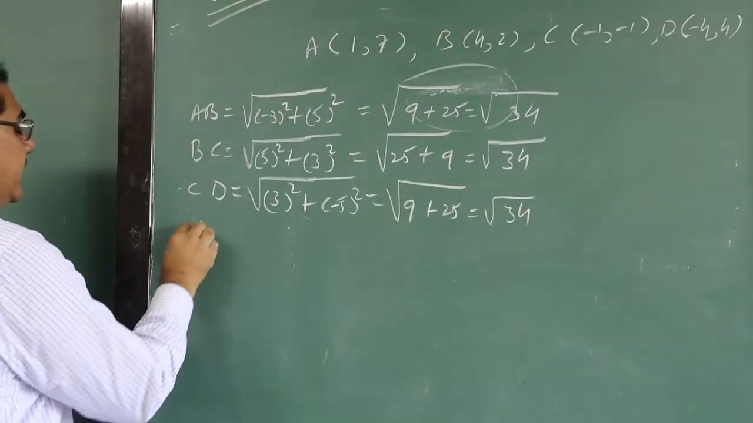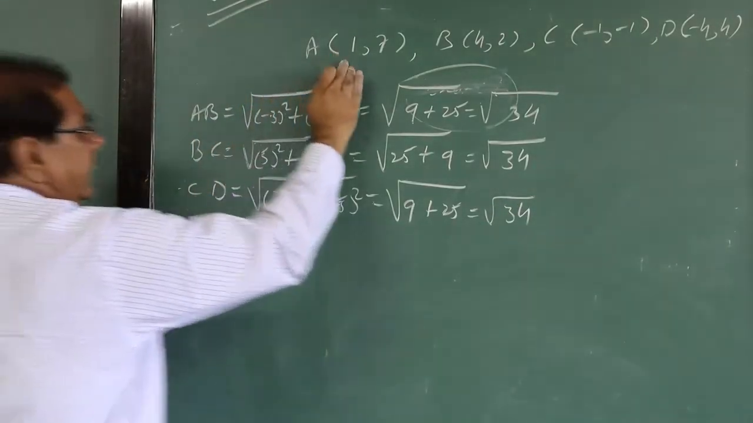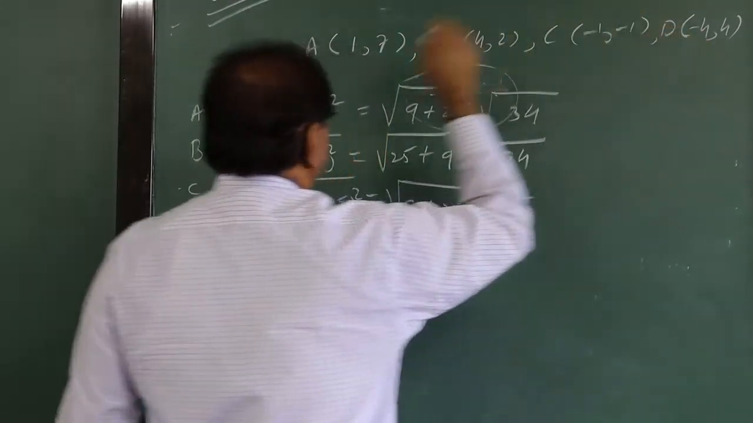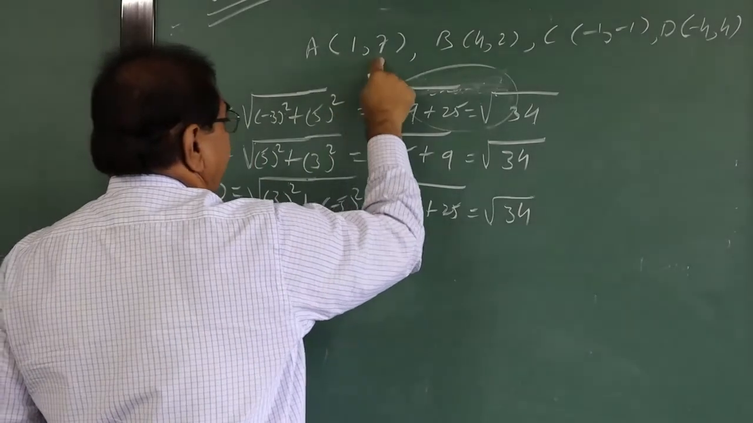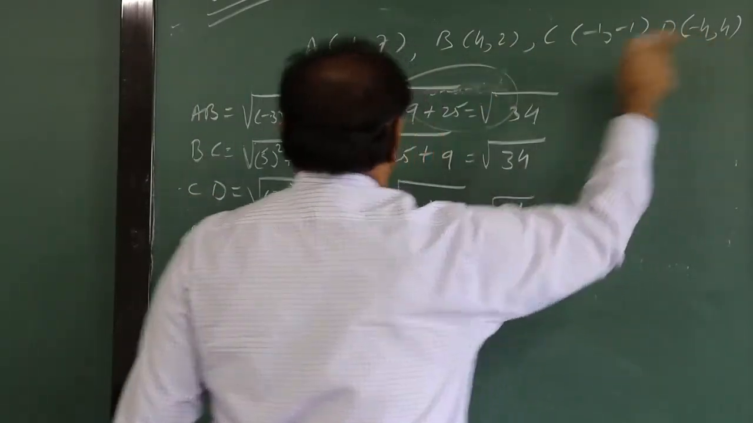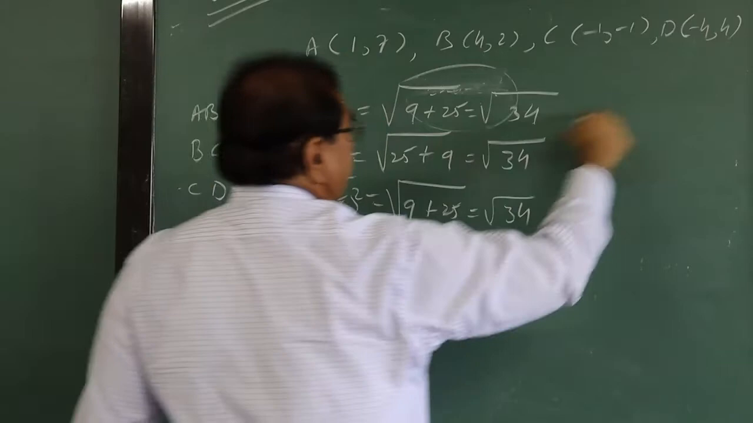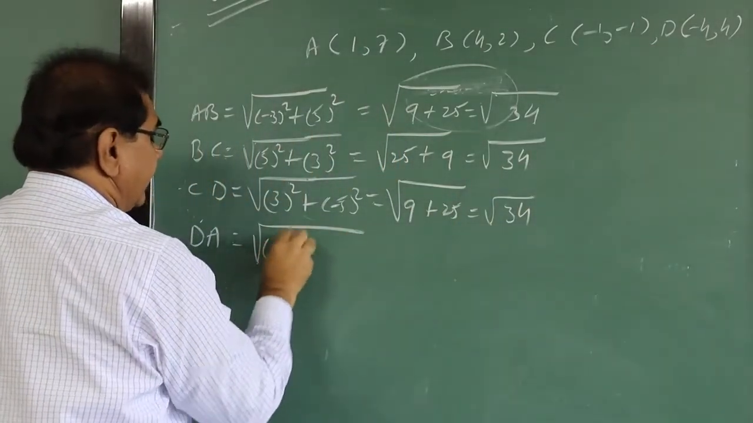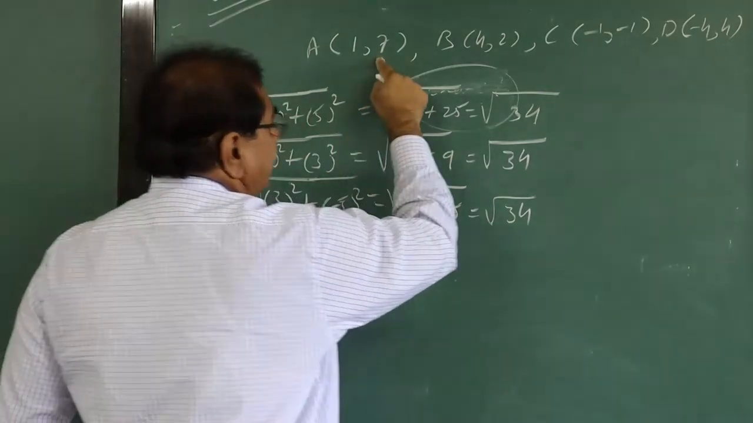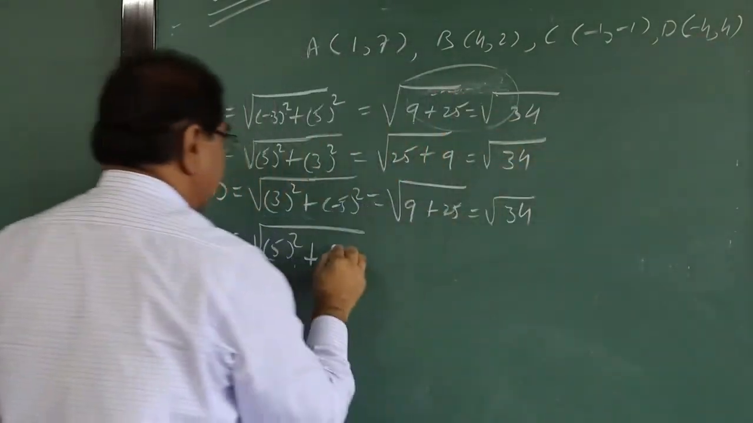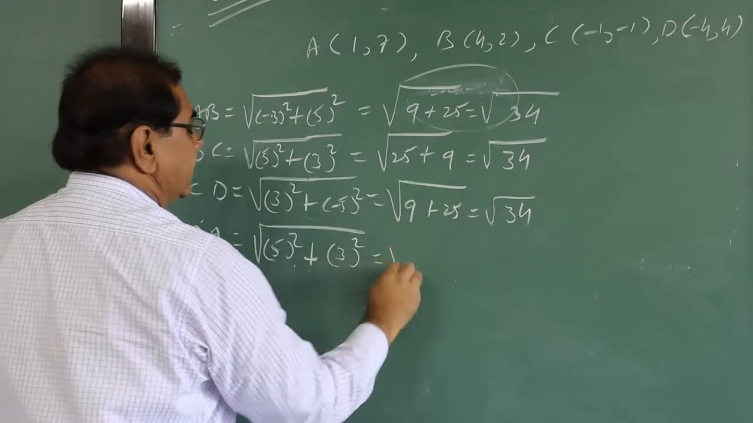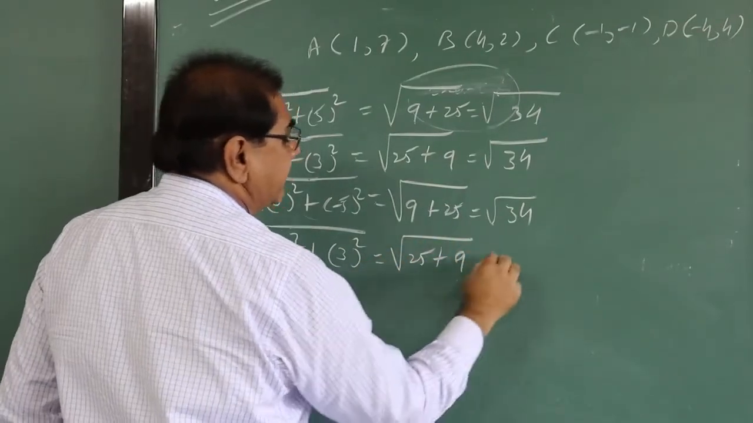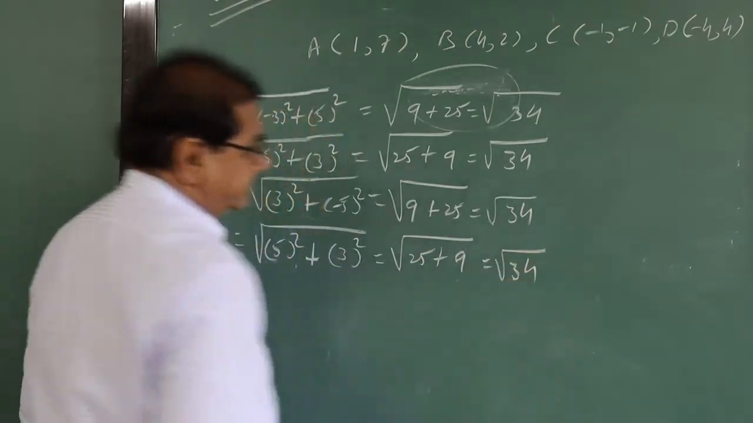Now the last one is DA. A and D or D and A, no problem. So first and last ordered pair, x1, y1, x2, y2. Okay. So 1 minus -4. So 1 plus 4, 5 square. Plus 7 minus 4, it is 3. So 5 square is 25, 3 square is 9. Again the same numbers. So root 34.